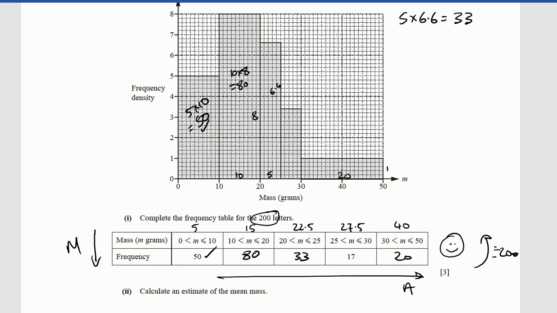Okay, so that's all coming out as 17.3. 17.3 grams, make sure to include your units, and that's an estimate for the mean mass. Once again, it's an estimate because we are using midpoints of intervals, we don't know the values exactly.